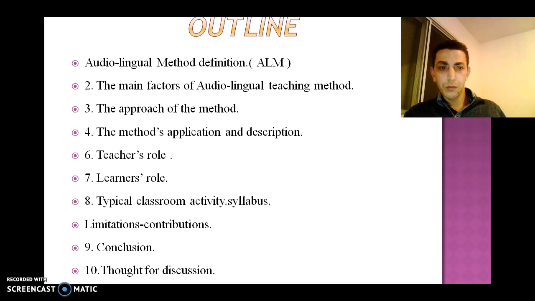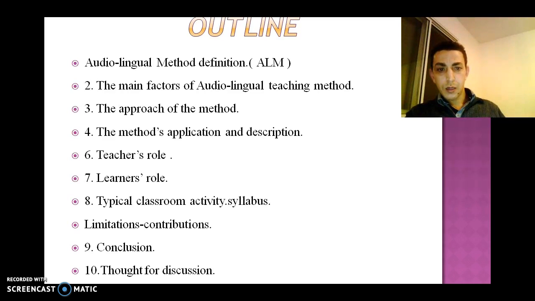Well, let me first tell you what I'll talk about exactly in this presentation. Of course, I have to start with a very short definition of the audiolingual method. Then the factors that contributed to the emergence of this method, as well as the approach of the method and the foundation of the method, because this method has a deep root in psychology and in linguistics.